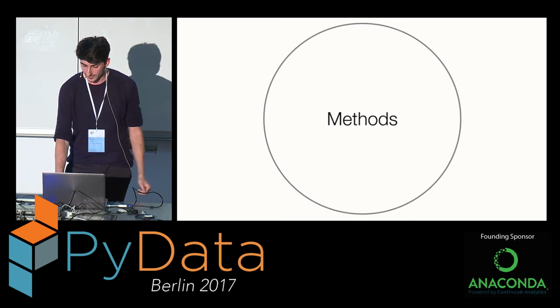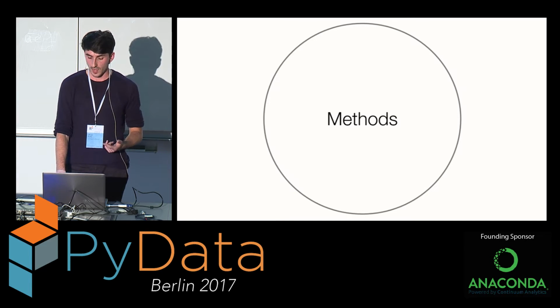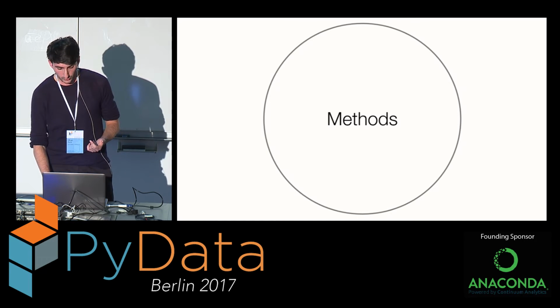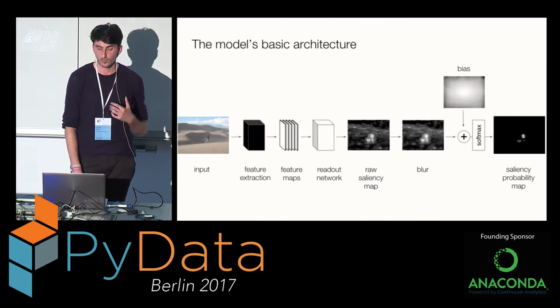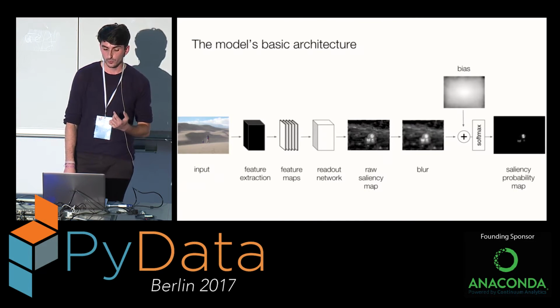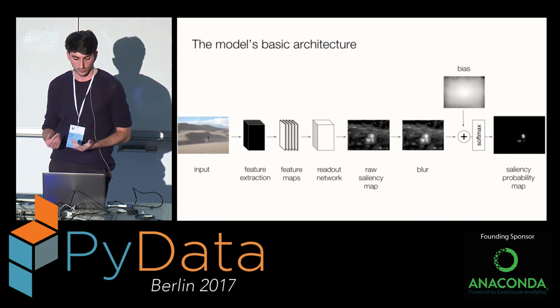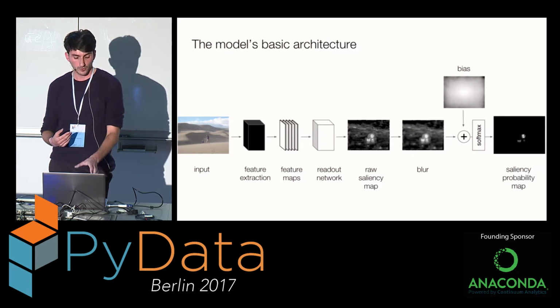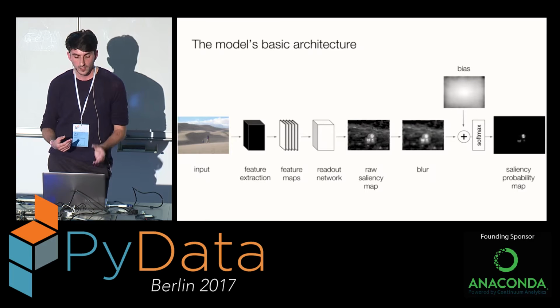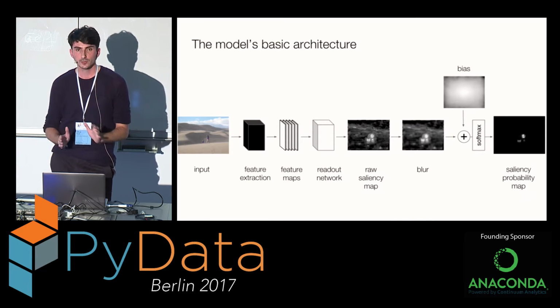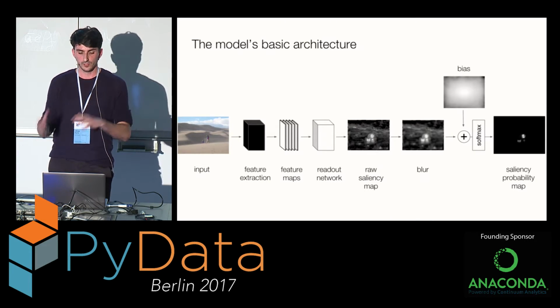So looking at methods, I'm going to introduce the architecture that we are using, and it looks like this. We have an input image, and what we do first is we want to extract features, of course. For now, we just think of it as a black box again. We have some feature extraction algorithm, which then gives us a set of feature maps.